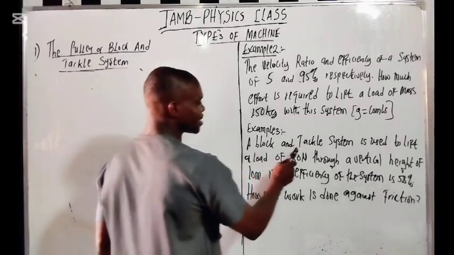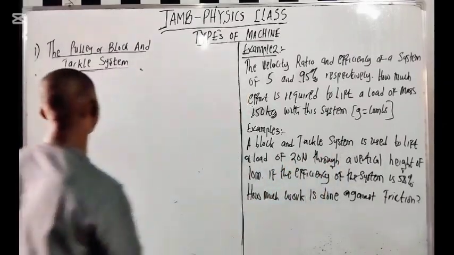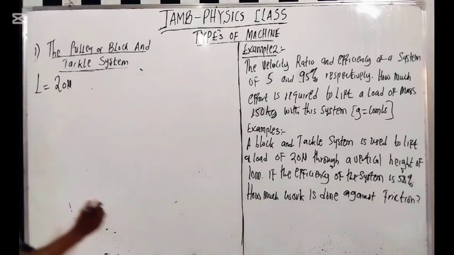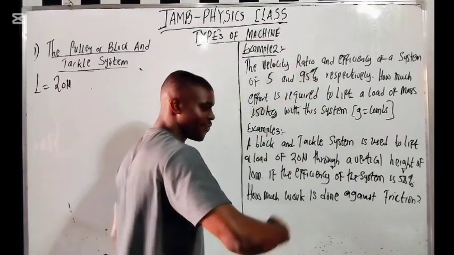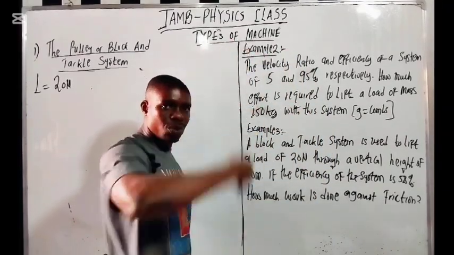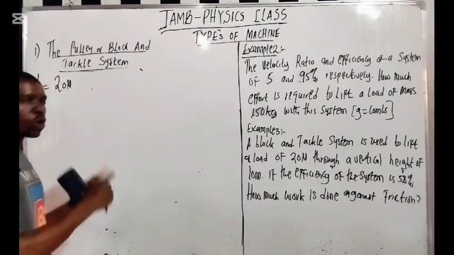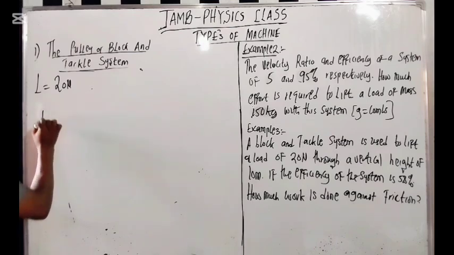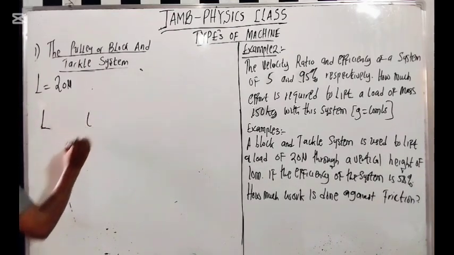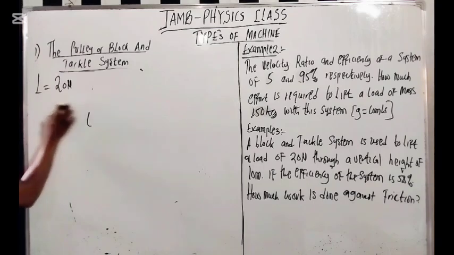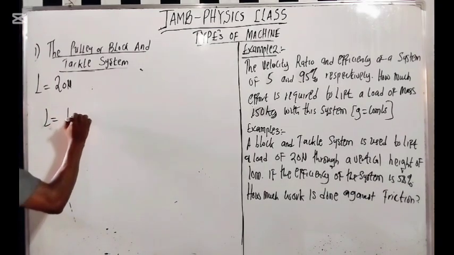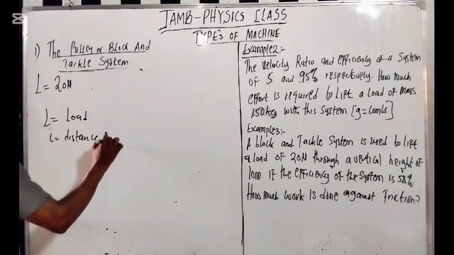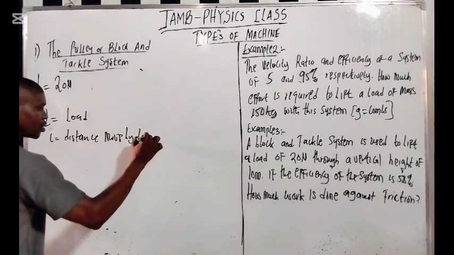A block and tackle system is used to lift a load. So my load, which was L, is equal to 20 Newton, through a vertical distance, the distance moved by load. Remember, we have called load, and we also have called distance moved by load. Capital letter L is the load. Small letter l is the distance moved by load. So whenever you see capital L, it is the load itself, and the small letter l is the distance moved by load.